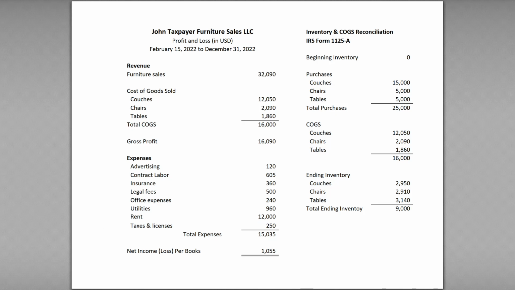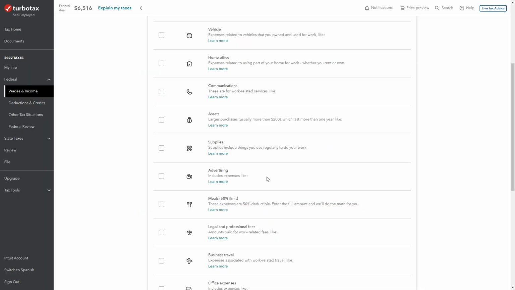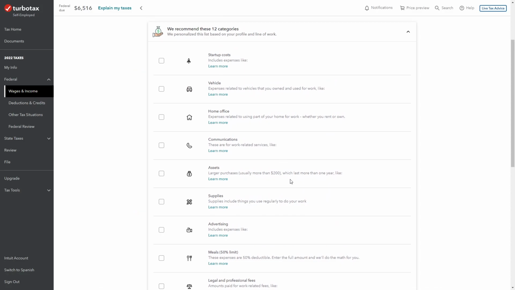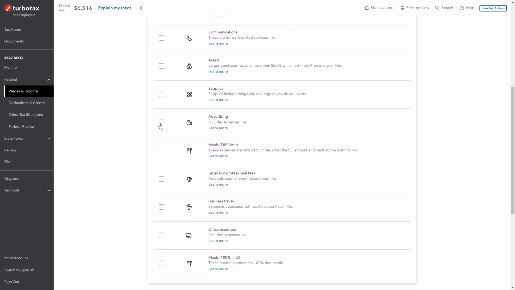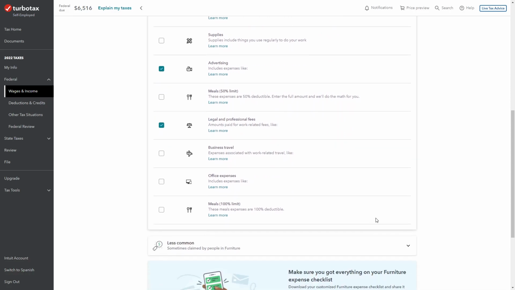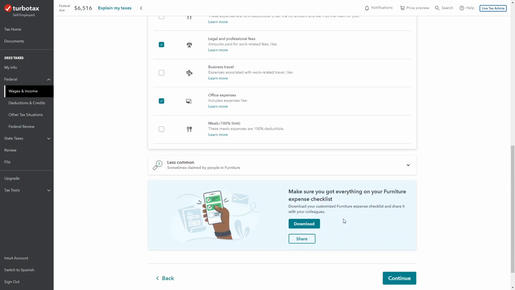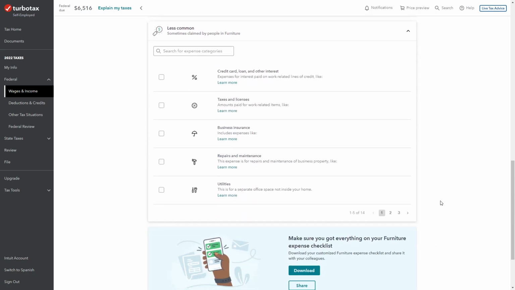All right, so if we go back to the software, let's just go through the list and then check off the items that we know we're going to need to be entering. So we do have some advertising costs, legal and professional fees. We did have some of that. Some office expenses, I think we have, and then it gives us some less common items here in a drop down list. We do have taxes and licensing fees, that's fine. We do have insurance, utilities, yep, we need that.